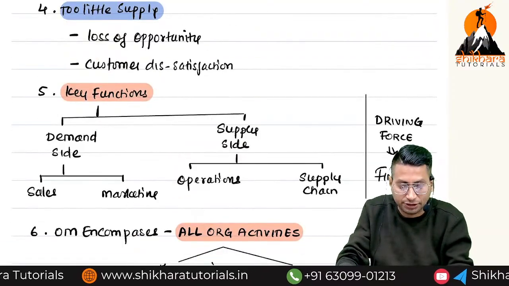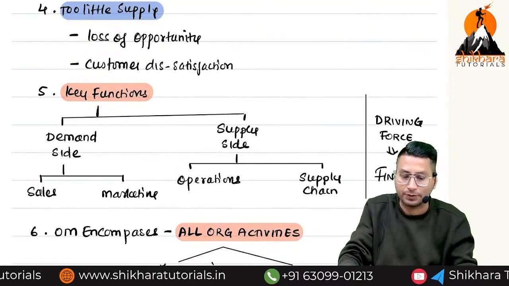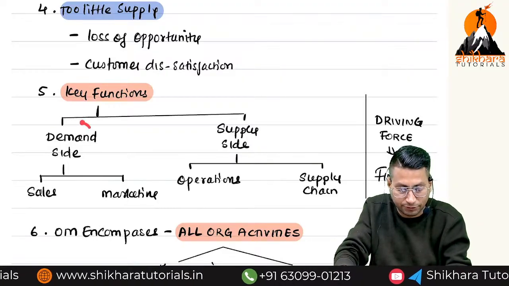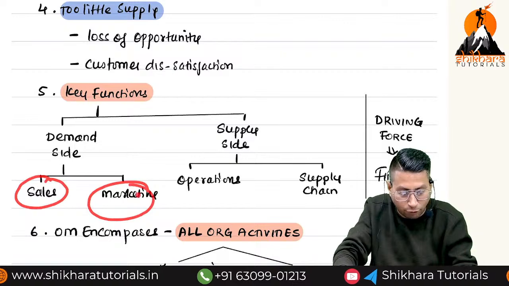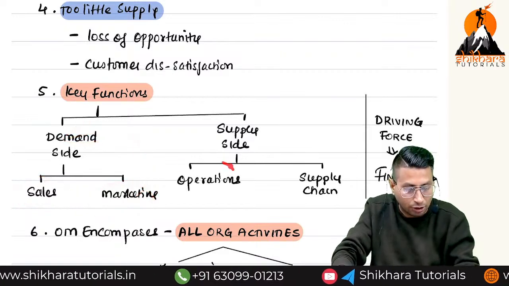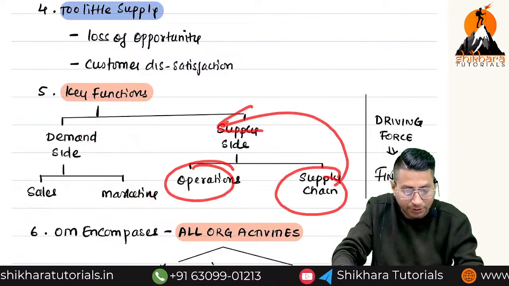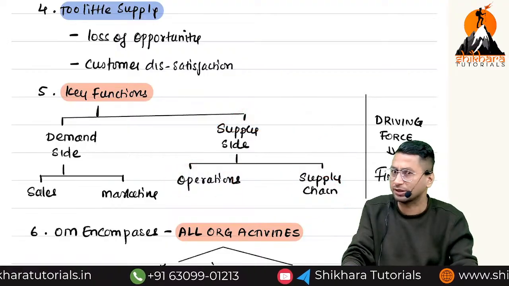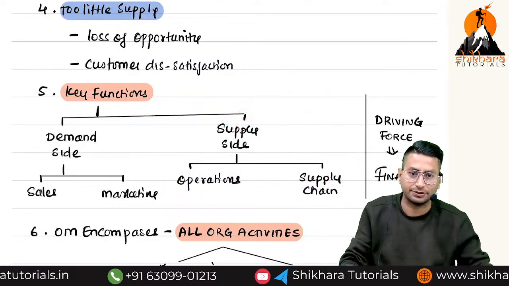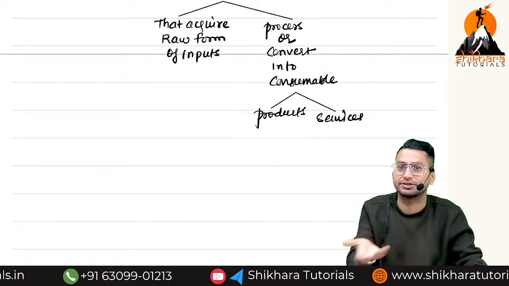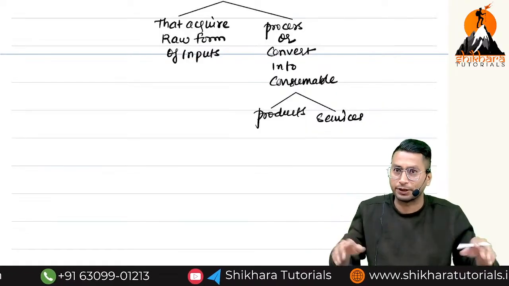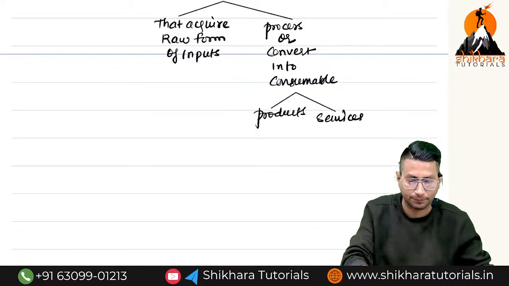What are the key functions? There are two key functions of operations, that is demand side and supply side. Sales and marketing form the demand side of functions. Operations and supply chain form the supply side of functions. Clear? Like this you create a sentence and write. No sir, I don't want to create a sentence, I will write properly in charts. Easy to remember also. Clear?